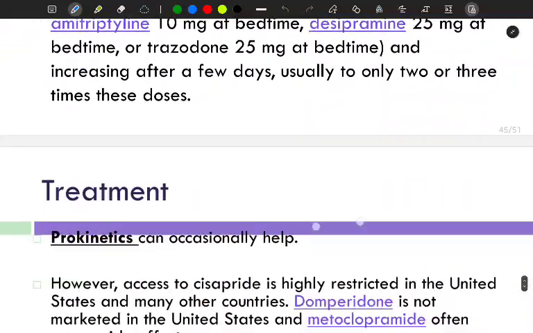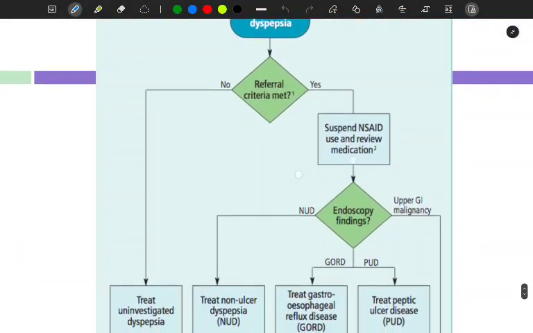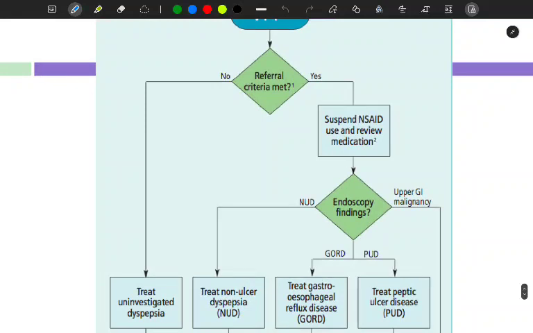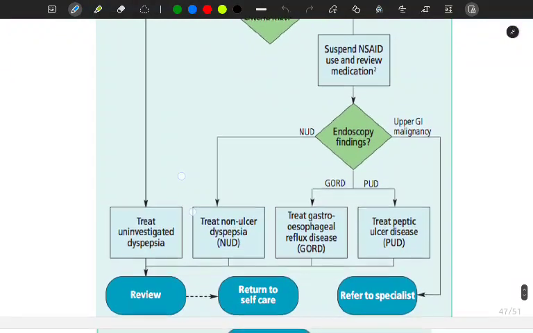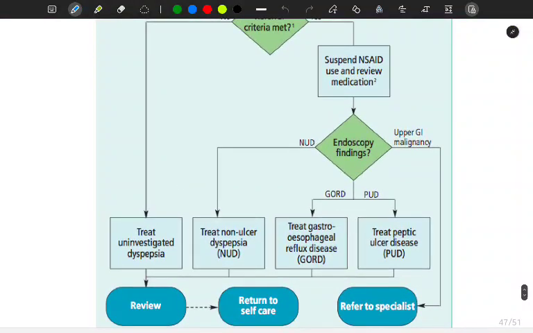Ulcer dyspepsia, we have mentioned the referral criteria. If not met, treat uninvestigated dyspepsia. If yes, stop the NSAIDs, review medication. Endoscopy finding upper GI malignancy, refer. Non-upper GI malignancy or ulcerative disease, you treat non-ulcer dyspepsia, or non-erosive esophagitis, and as well non-erosive ulcer disease.